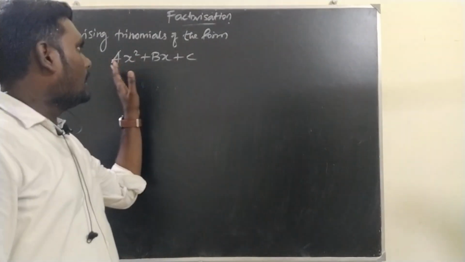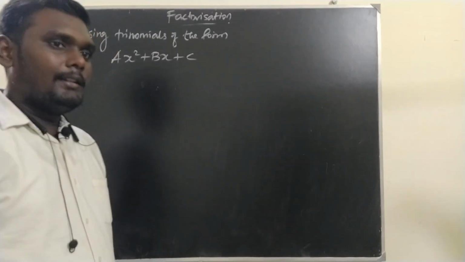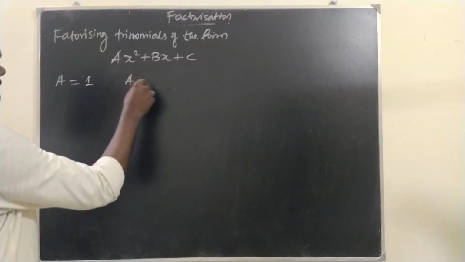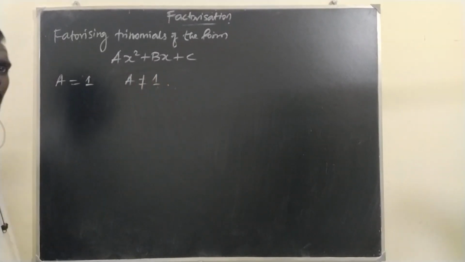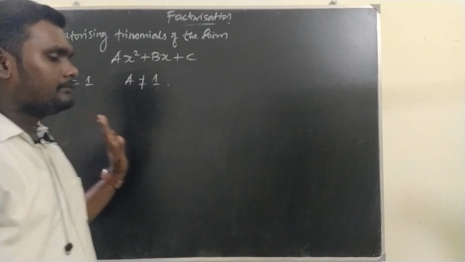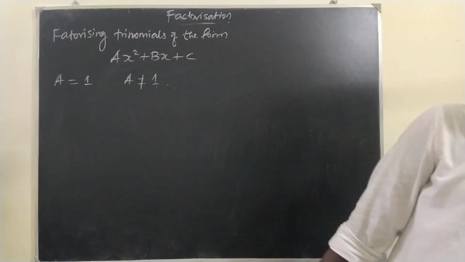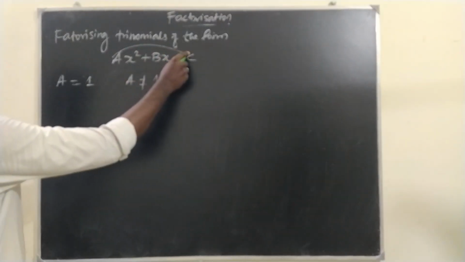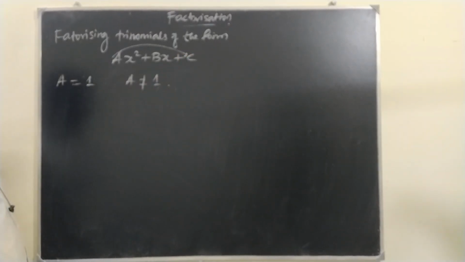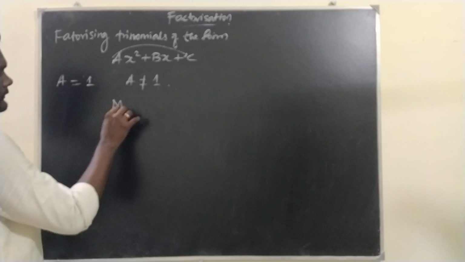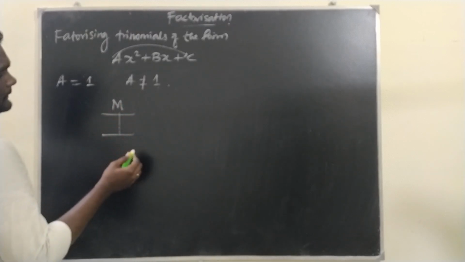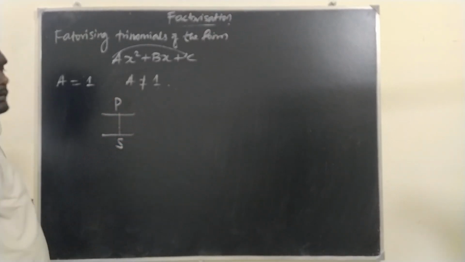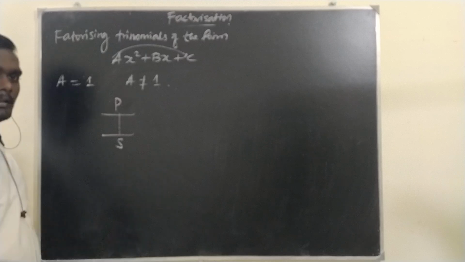Factorizing trinomials of the form ax² + bx + c. Two cases will arise: when the leading coefficient a equals 1, and when it is not equal to 1. But in both cases this will apply. The first step is to multiply the first coefficient with the last coefficient. By multiplication that number will come, or else we'll take P, product. By product that number should come, and by sum the other number will come.